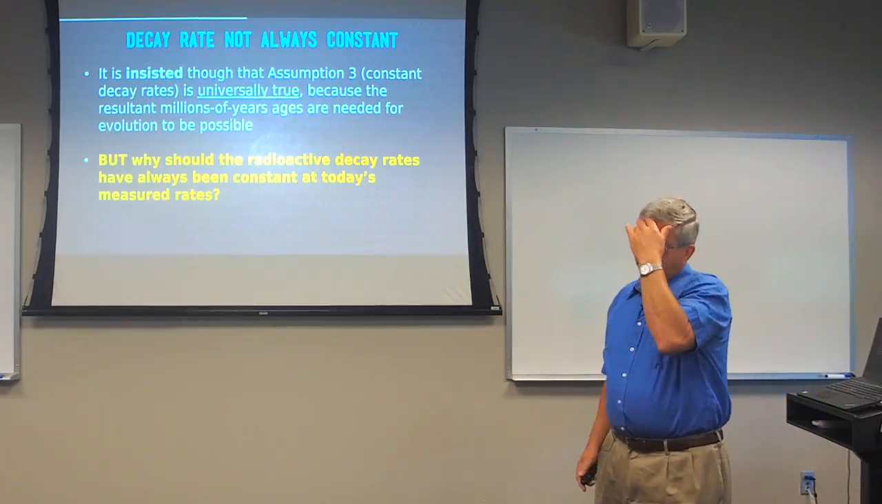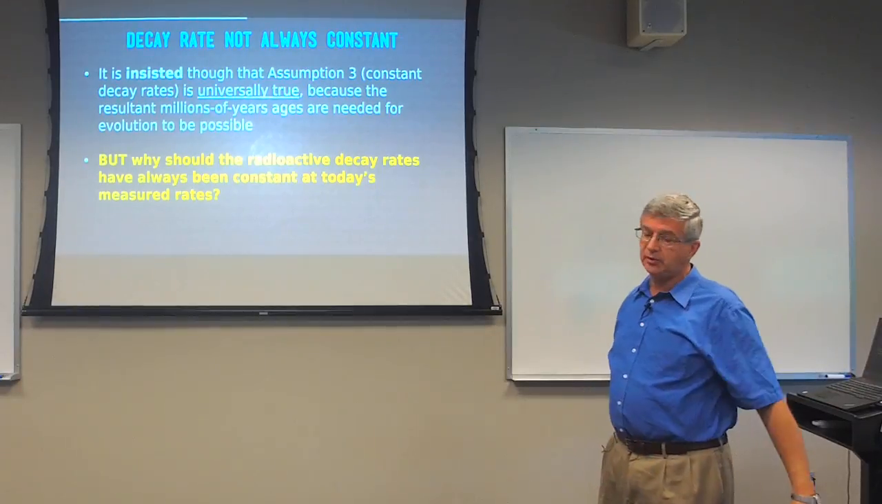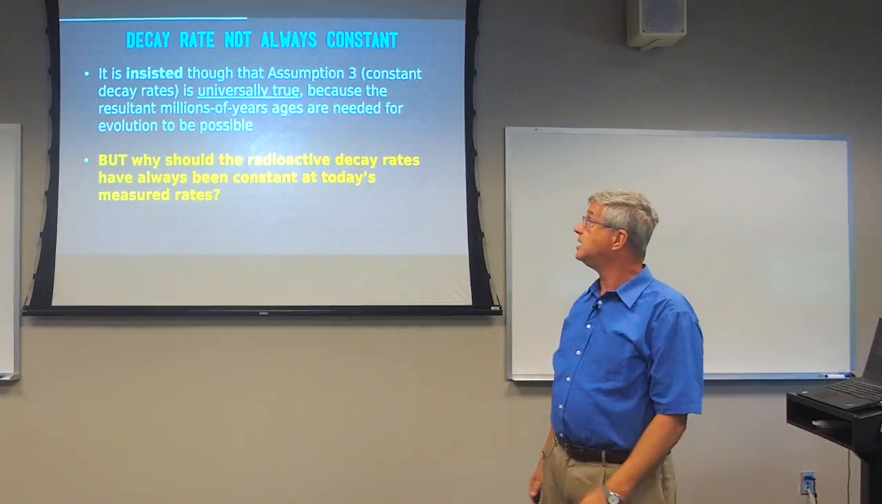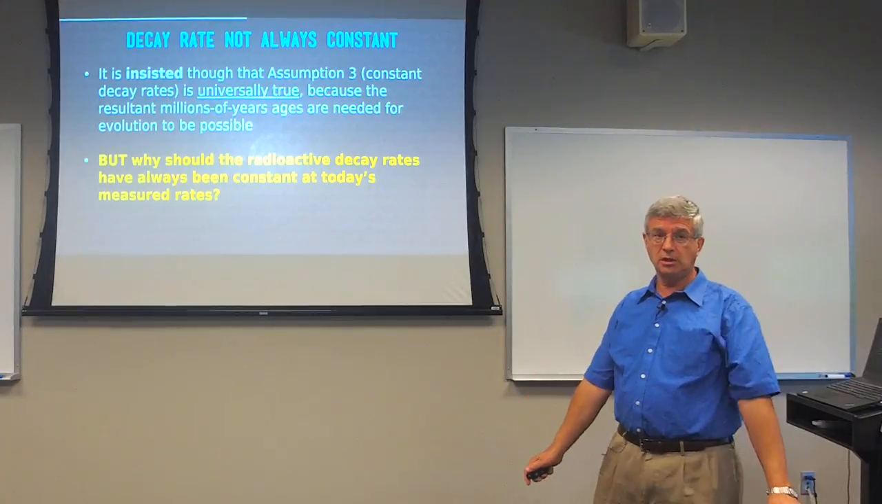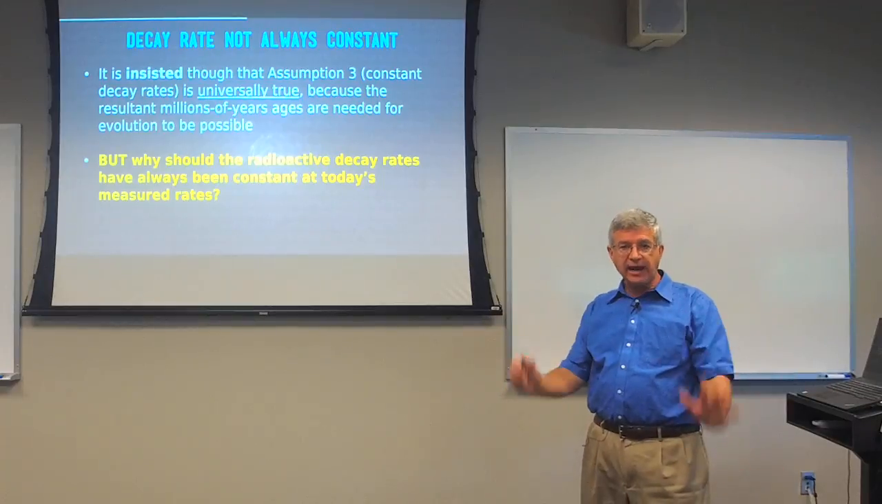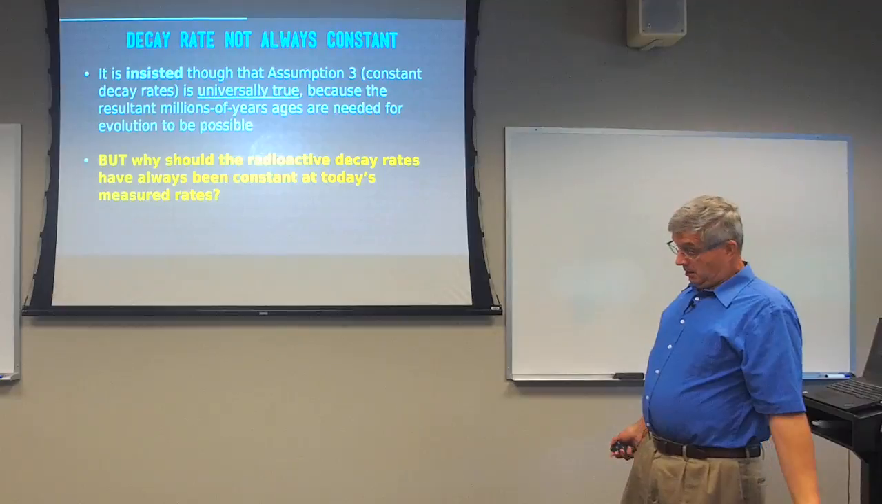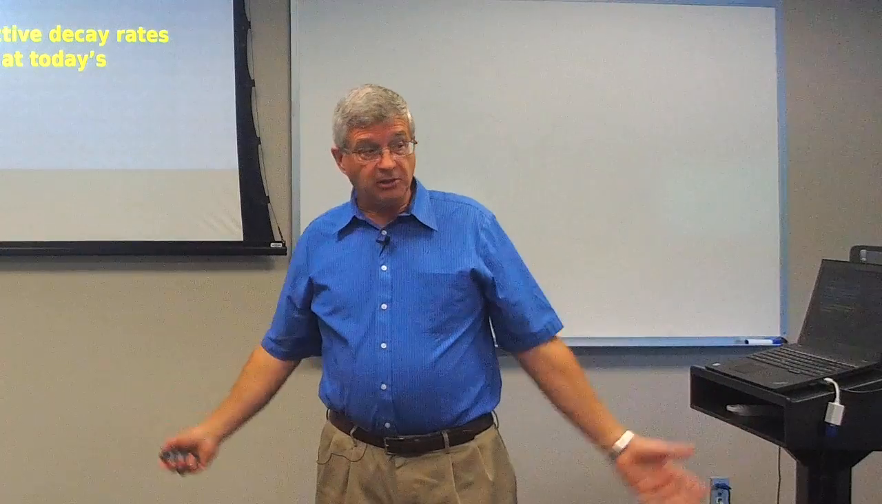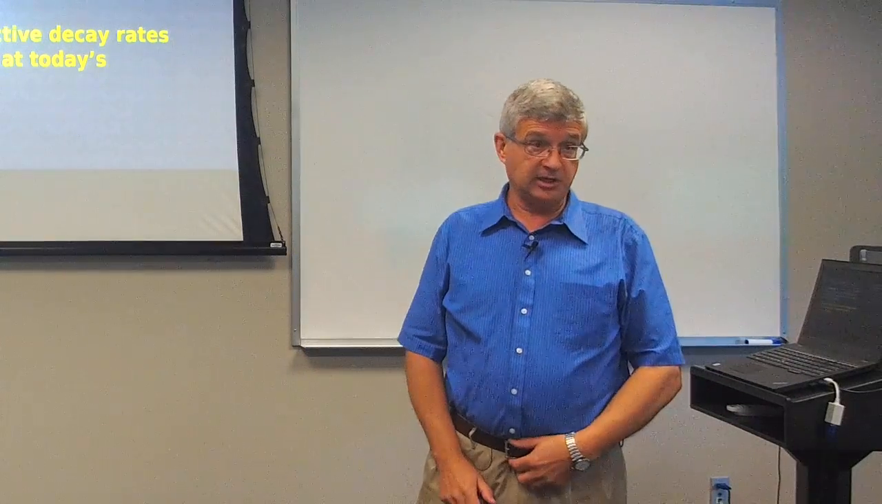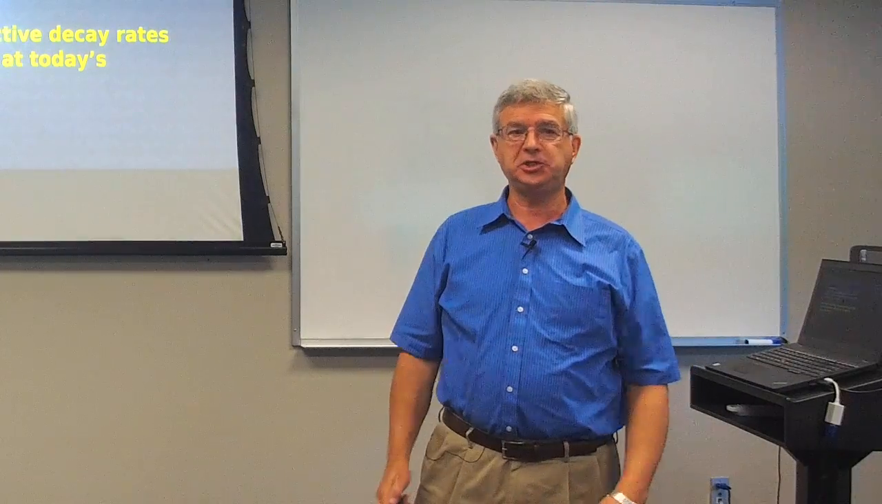What about number 3? It is insisted that assumption number 3, constant decay rates, is universally true in the conventional literature. That's the sacrosanct assumption. Why? Because the resultant ages give us the millions of years that are needed for evolution to be true. That's why this age issue matters.